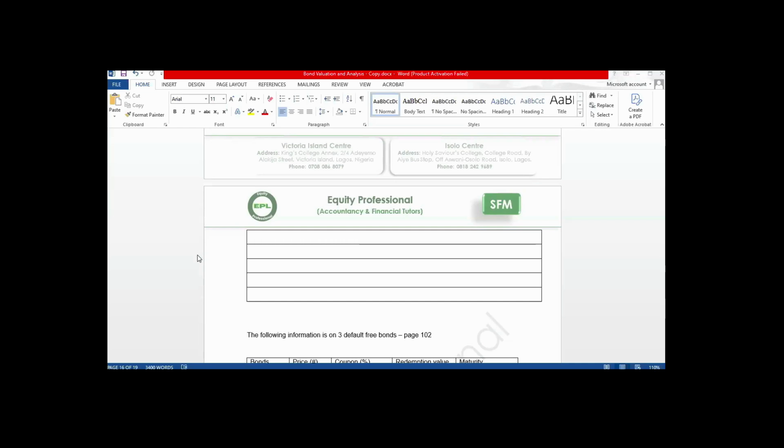While we await others to join the class tonight, this should be the third class on bond valuation. We are hoping that tonight we shall be able to round up on bond valuation. While we wait for others to join the class, because the class is officially to start by 8:45.